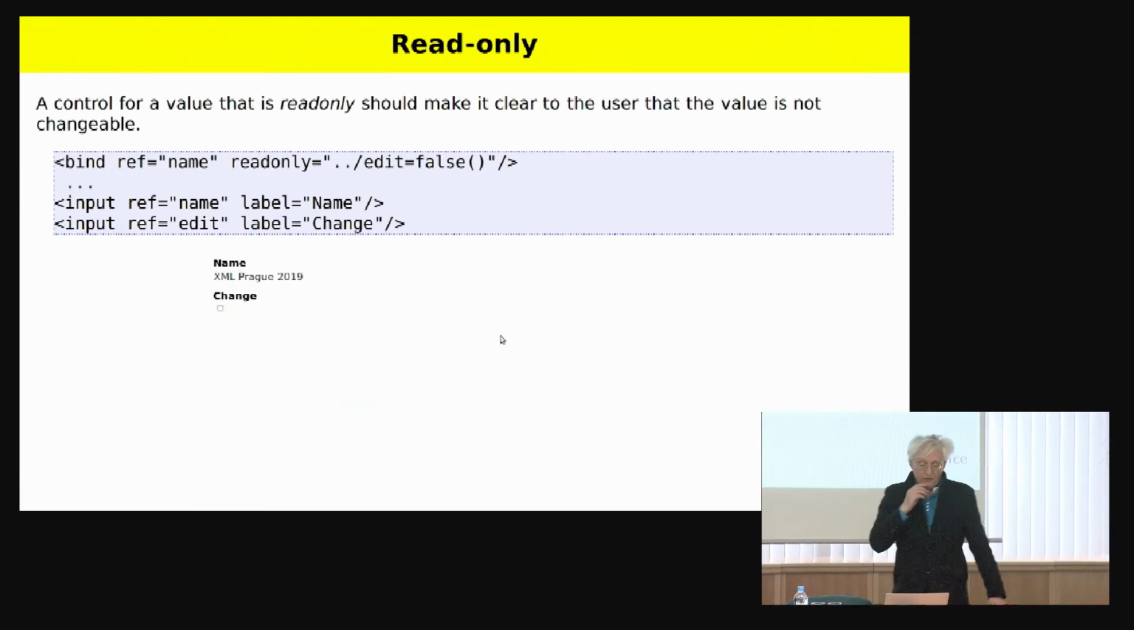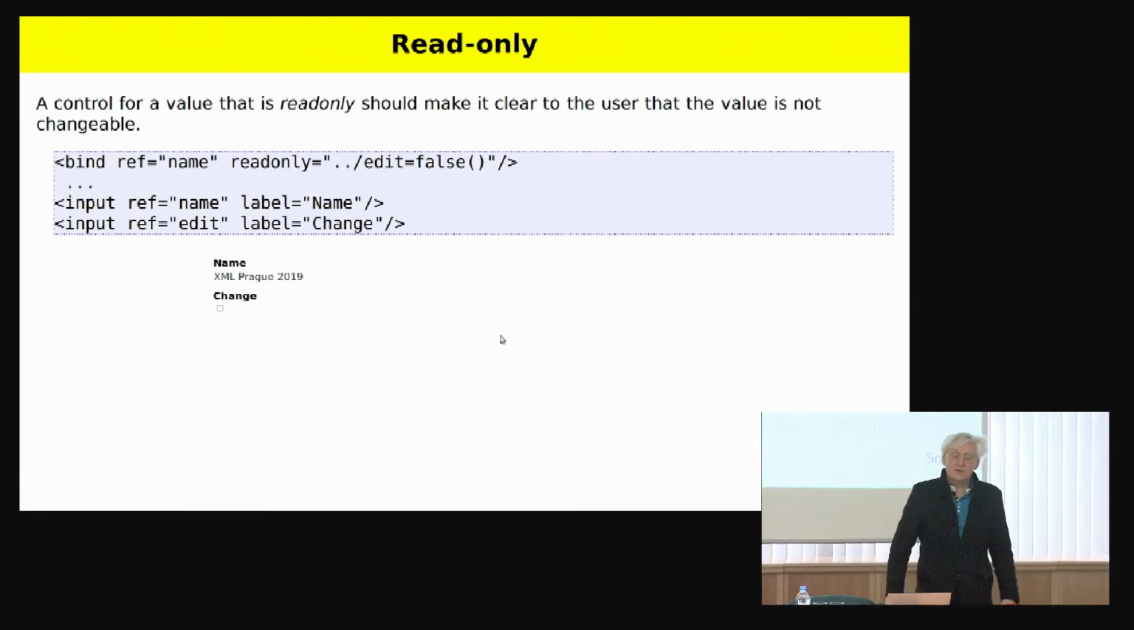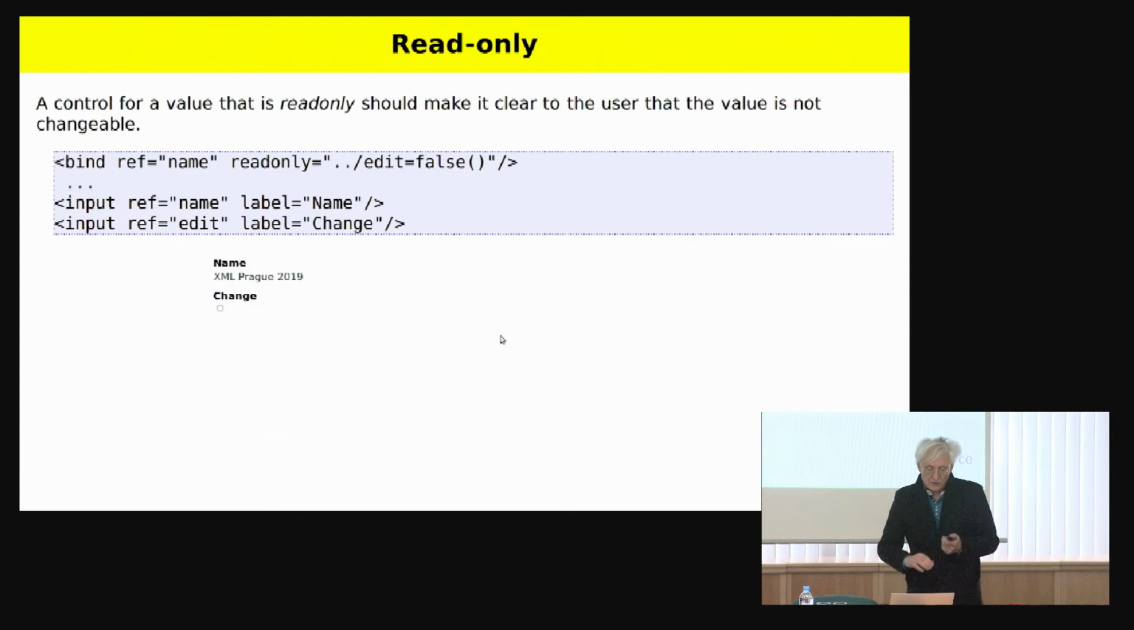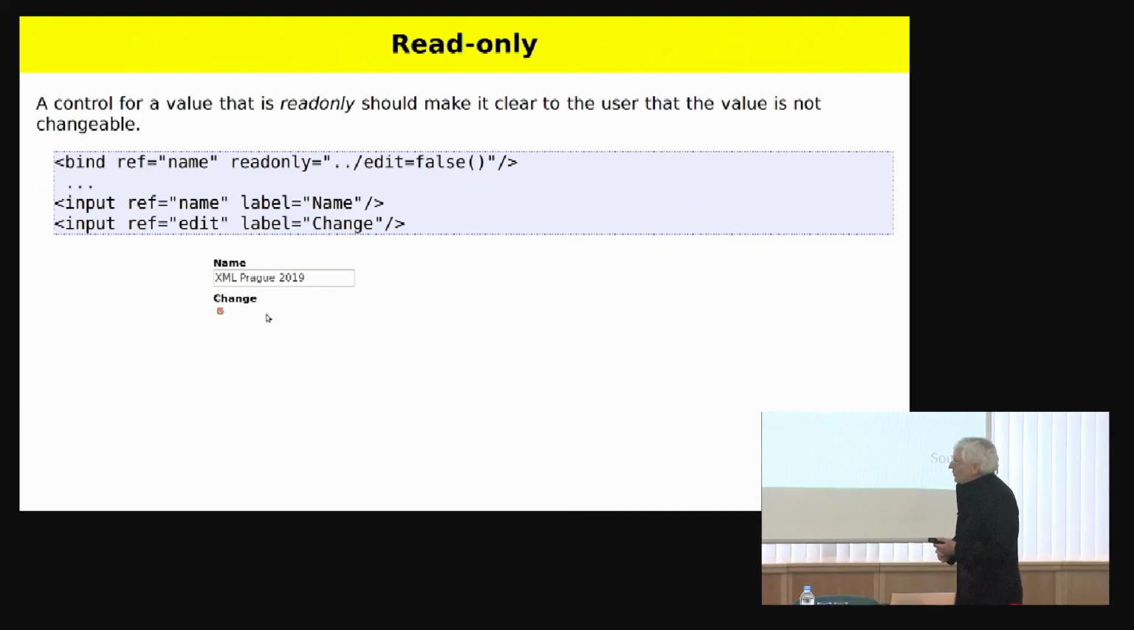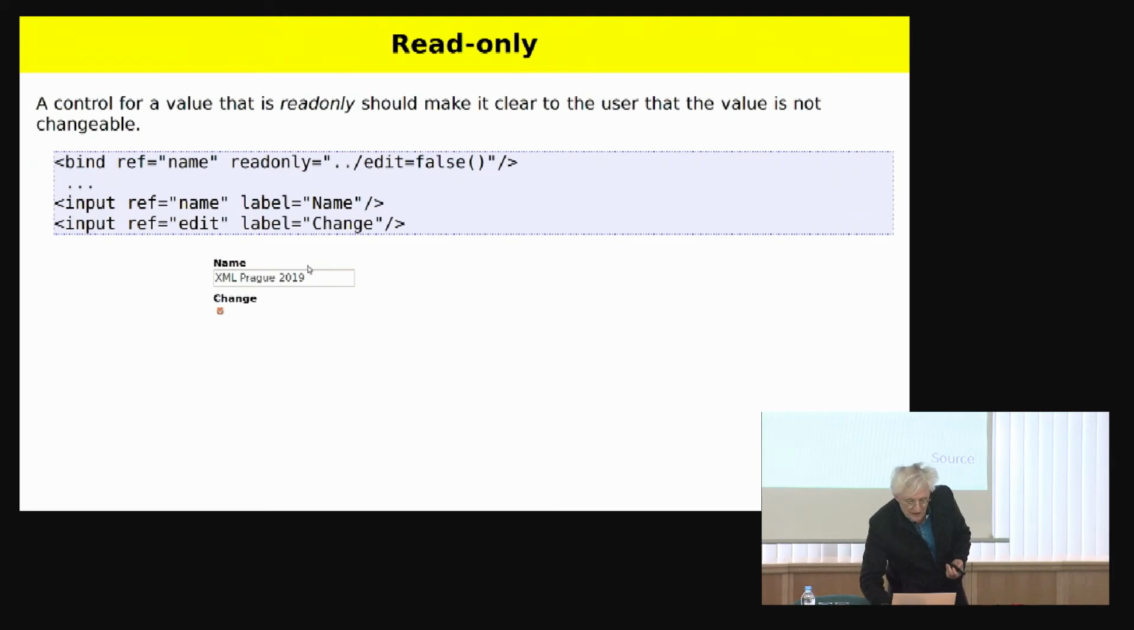Similarly, read-only. If a value is read-only and it's connected to a control, in this case, an input control to a read-only value, then the implementation should make it clear to the user that that's not an editable value. So if I go here, there's nothing, I can't select it, I can't edit. But if I change that value there to say, oh, well, I want to edit it, then I can go in, make the change, and then make it read-only again.